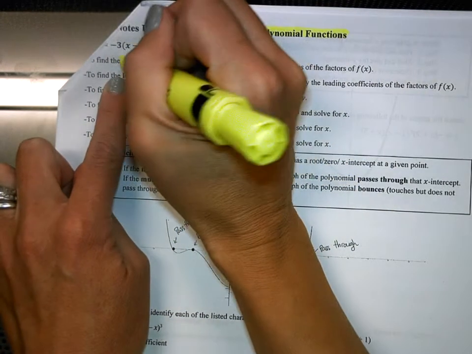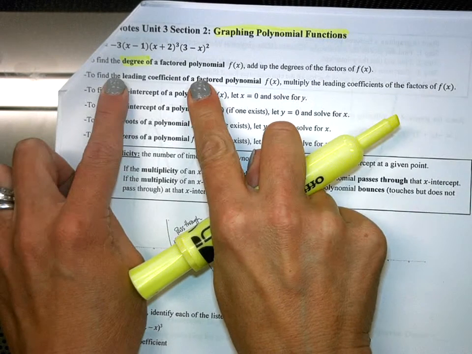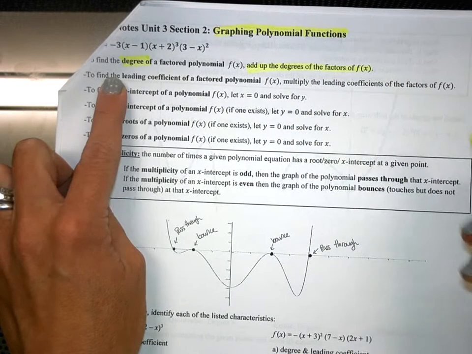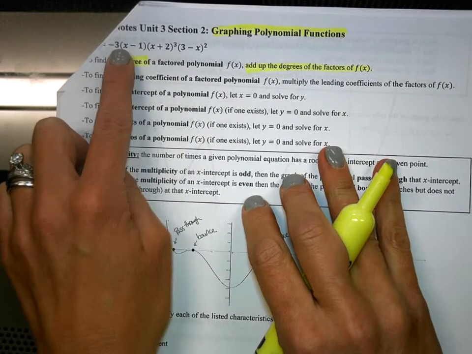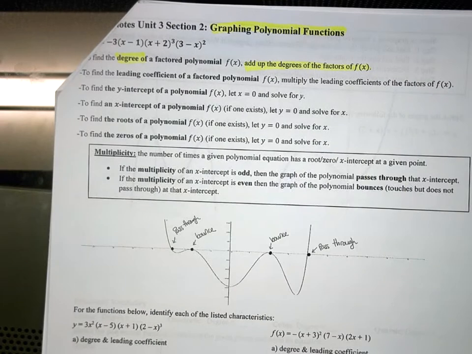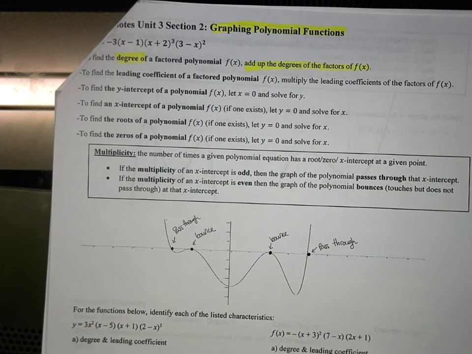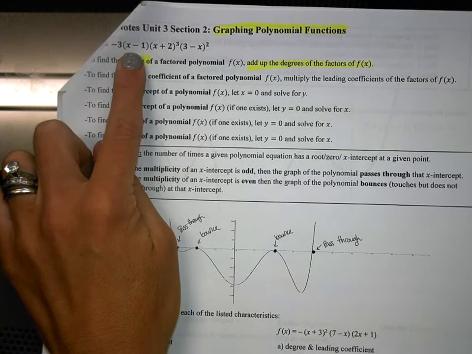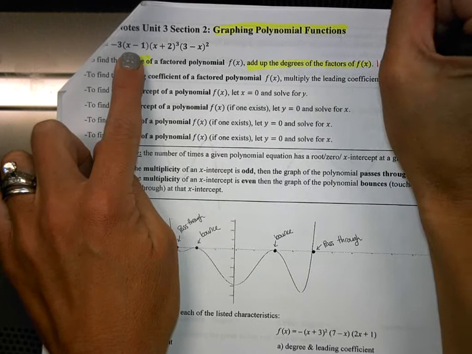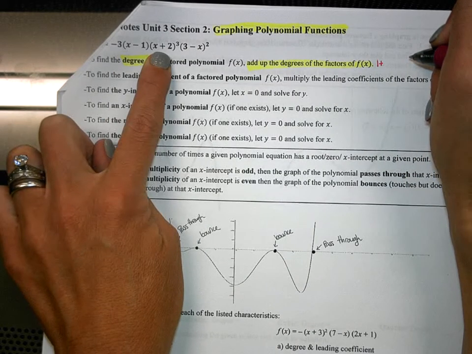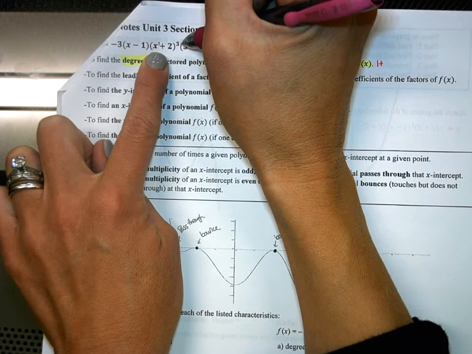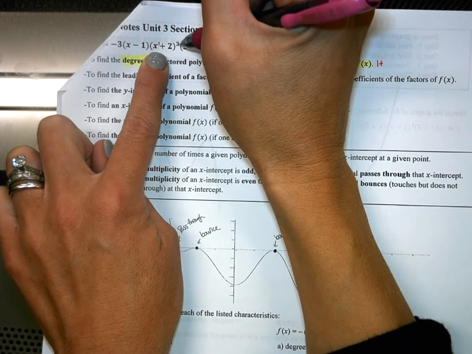To find the degree of a factored polynomial, we add up the degrees of the factors. On this problem, -3 is a factor, but there's no variable there, so that doesn't have a degree. Does that make sense? On this factor, what is the degree? 1. On this one, what will it be? 3. Does everybody agree? Because this really has a 1, but there's 3 of them. So that means it's going to be 3.